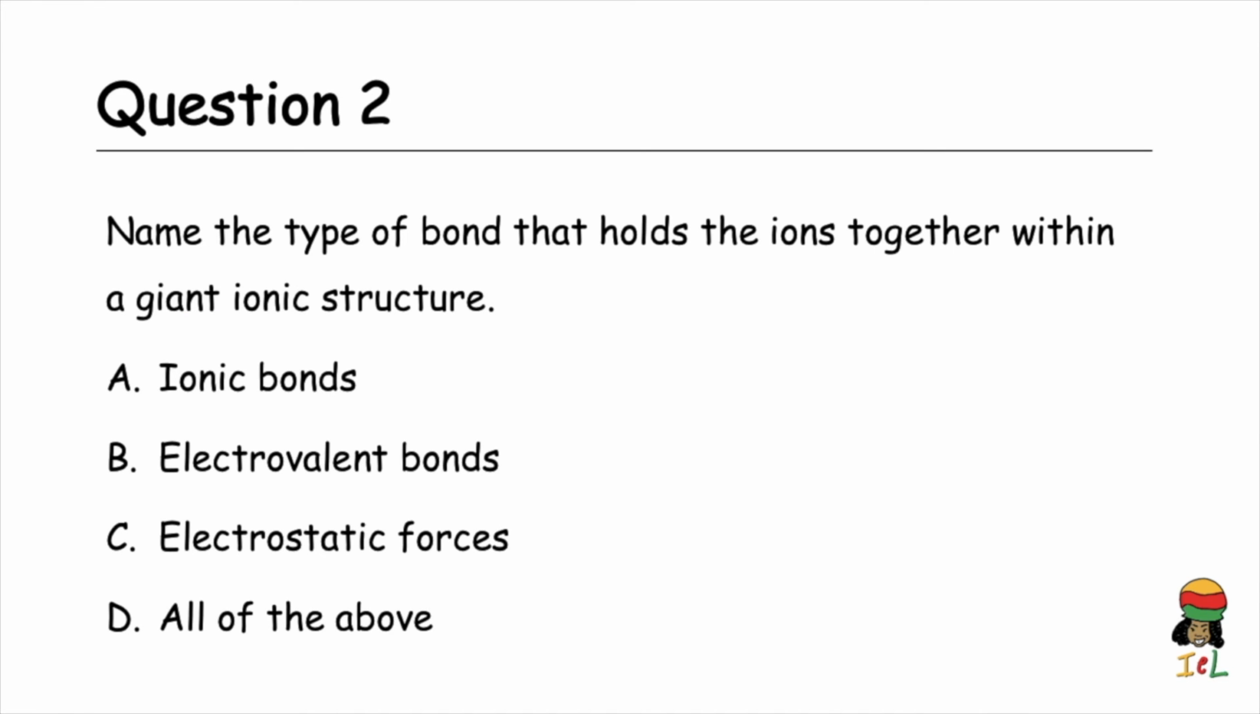Question 2. Name the type of bond that holds the ions together within a giant ionic structure. A. Ionic bonds. B. Electrovalent bonds. C. Electrostatic forces. D. All of the above.